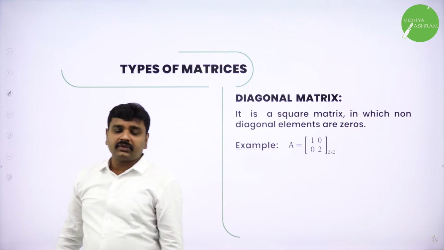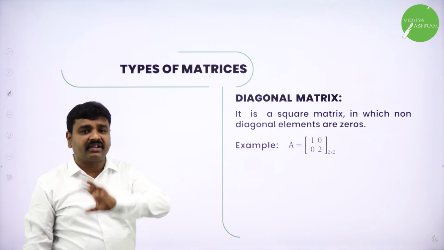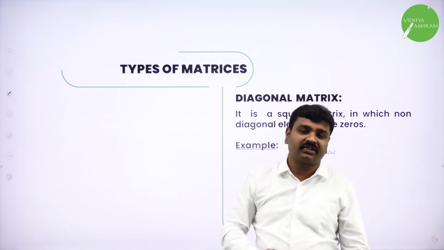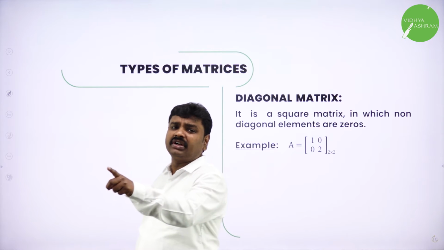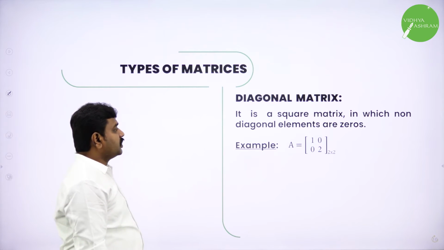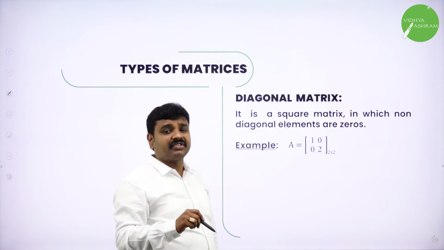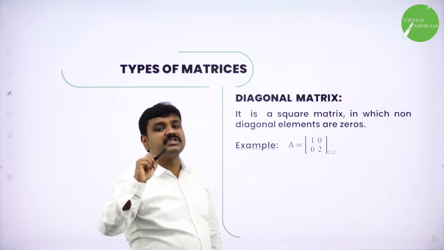Then, very, very important, the diagonal matrix. What is a diagonal matrix? First of all, a diagonal matrix is a square matrix. Square means it should have an equal number of rows and columns. So a square matrix is a diagonal matrix where non-diagonal elements, meaning elements other than the diagonal, should be 0.